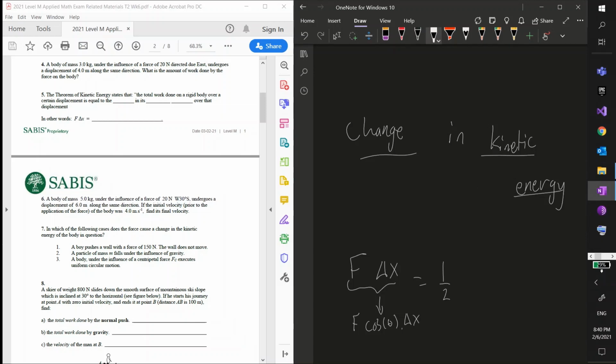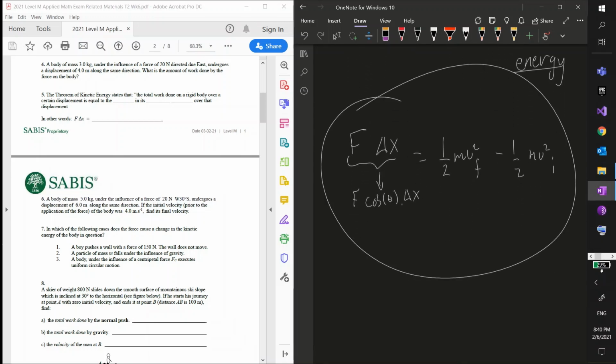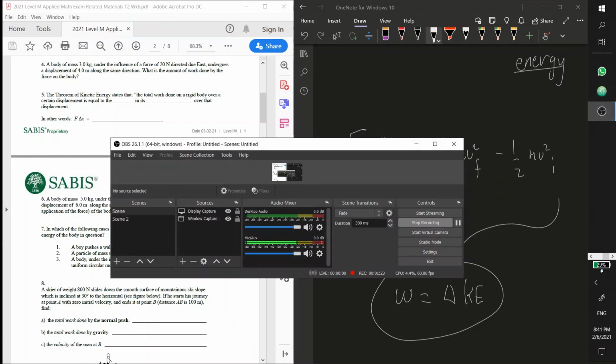Change in kinetic energy means half mv squared final minus half mv squared initial, right? And that's the whole theorem. You can rewrite this entire thing as work is equal to delta kinetic energy. Delta means change. That's it. And boom, we're done.